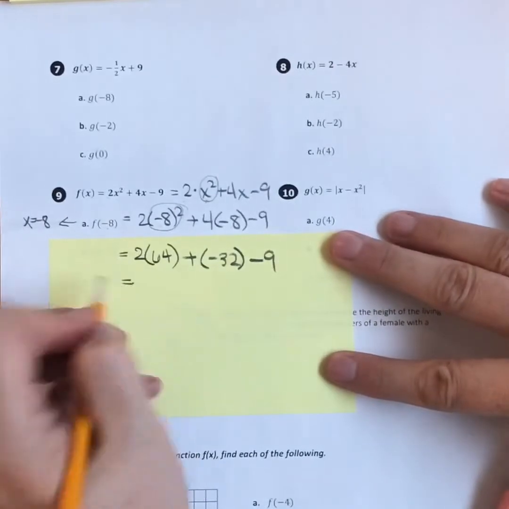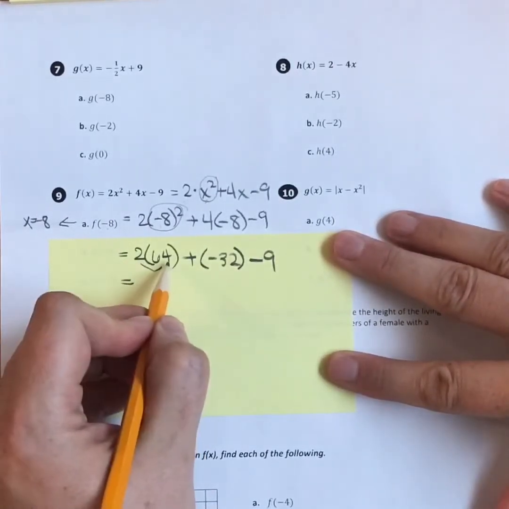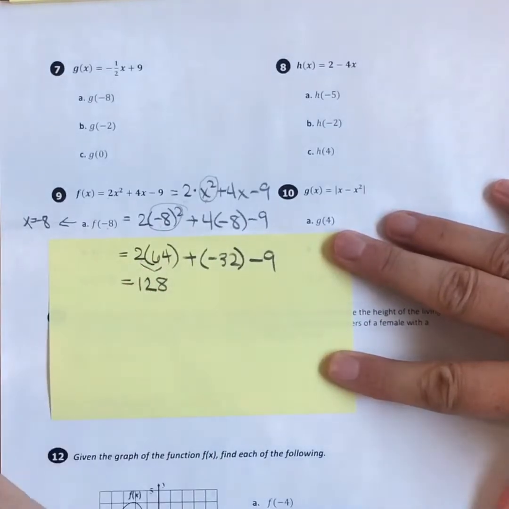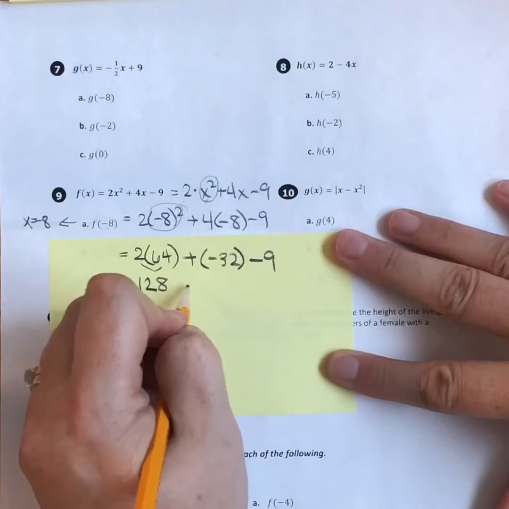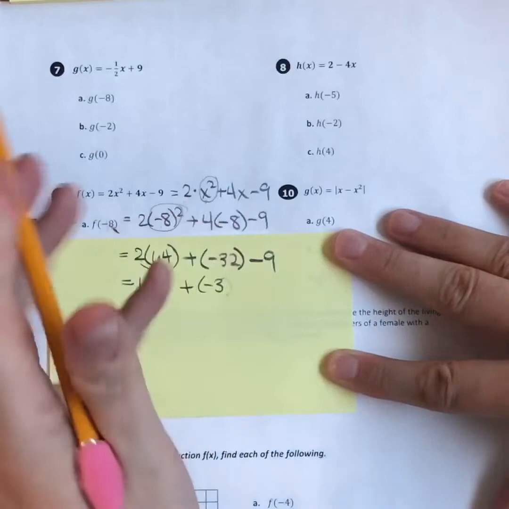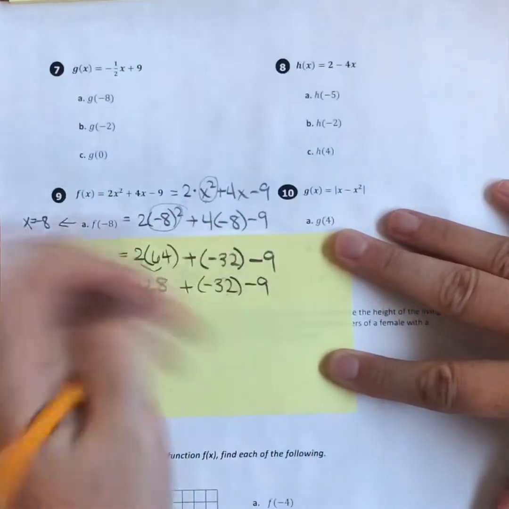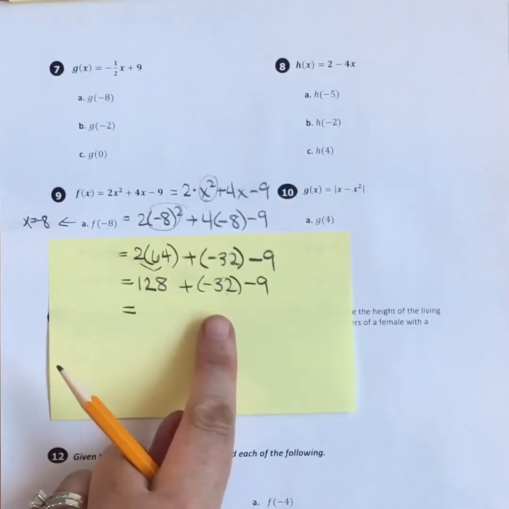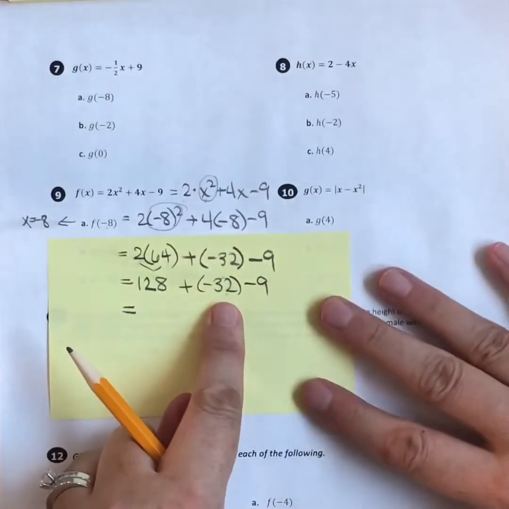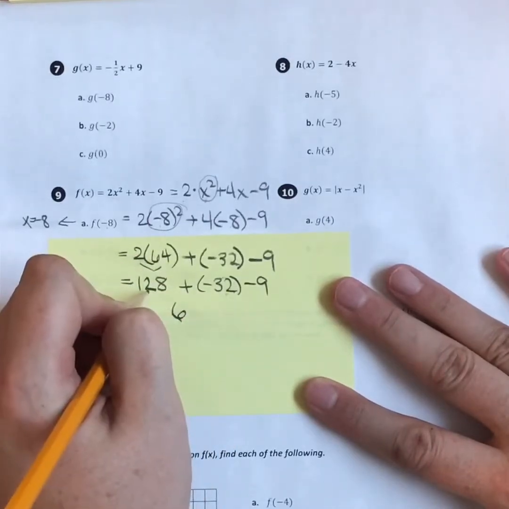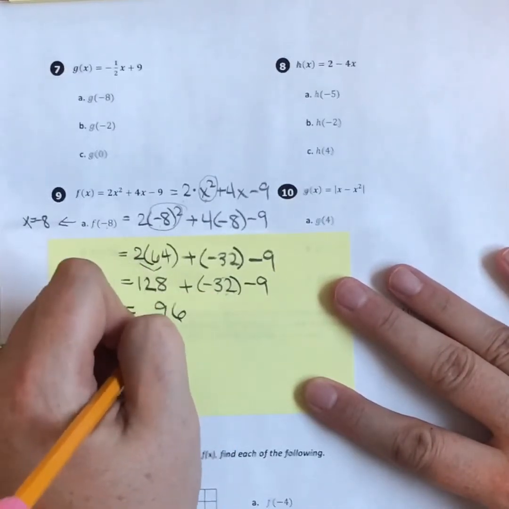Now we're going to go ahead and multiply 2 times 64. Well, 2 times 4 is 8, 2 times 6 is 12, so it's 128. And then we still have the plus negative 32, and then minus 9. If you use your calculator, or basically 128 minus 32, 8 minus 2 is 6, and then I think of it as 12 minus 3 is 9.